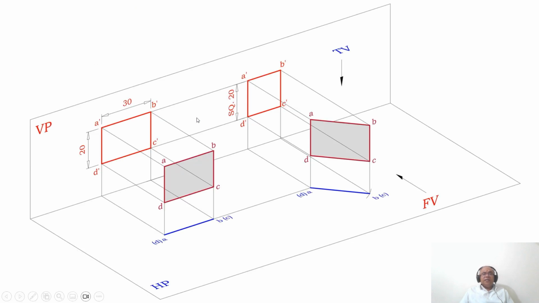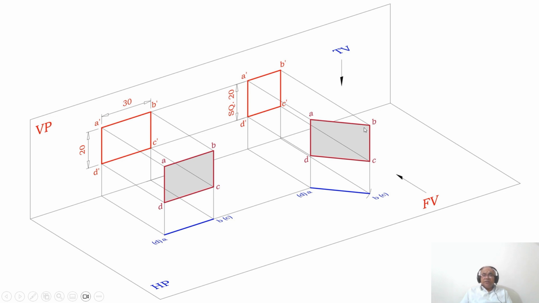Then it is rotated such that the front view is seen as a square of 20 mm side. So here this 30 mm will become 20 mm, and this 20 will remain the same. So you have to rotate this initial position such that it becomes inclined to VP, till the front view becomes a square of 20 mm side. So this is how you will be able to analyze it.